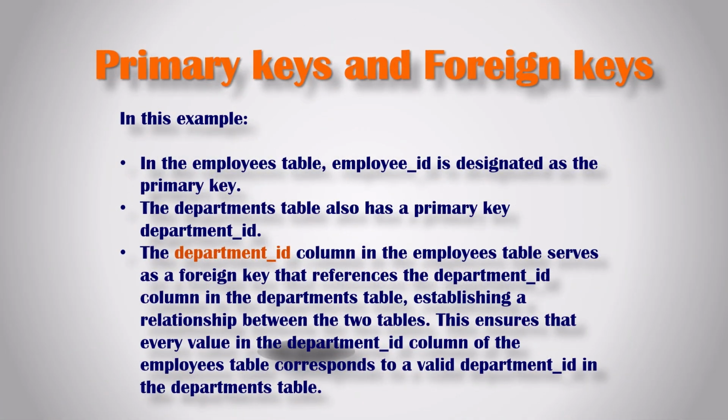In this example, in the employees table, employee ID is designated as the primary key. The departments table also has a primary key, department ID. The department ID column in the employees table serves as a foreign key that references the department ID column in the departments table, establishing a relationship between the two tables. This ensures that every value in the department ID column of the employees table corresponds to a valid department ID in the departments table.